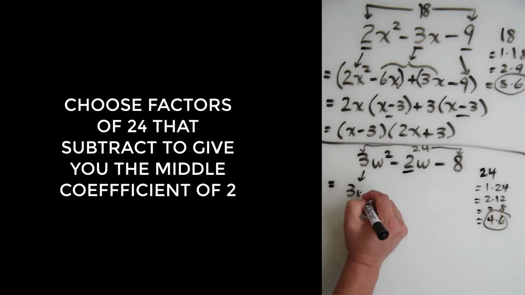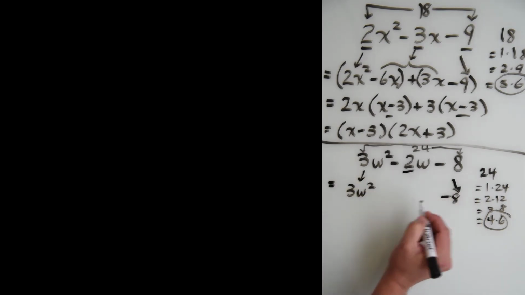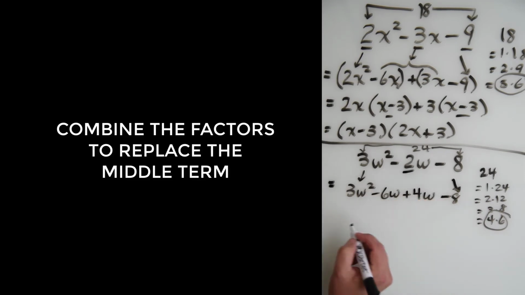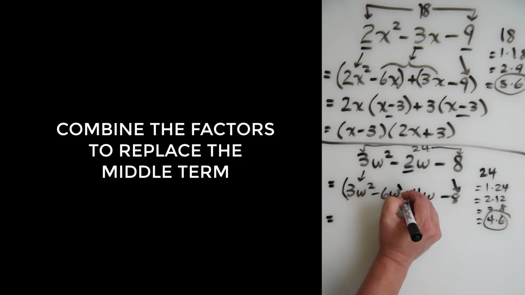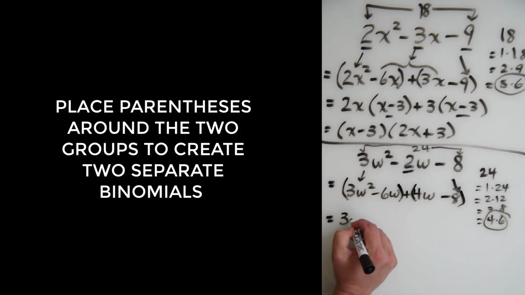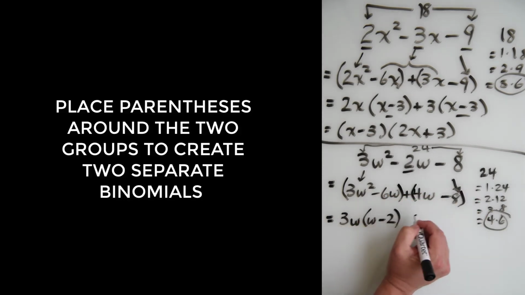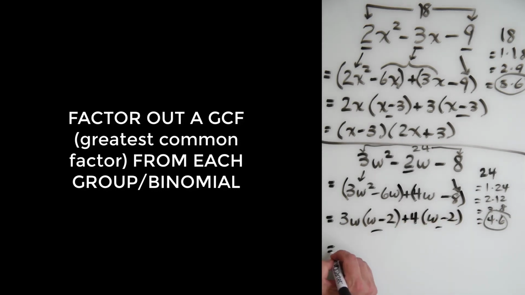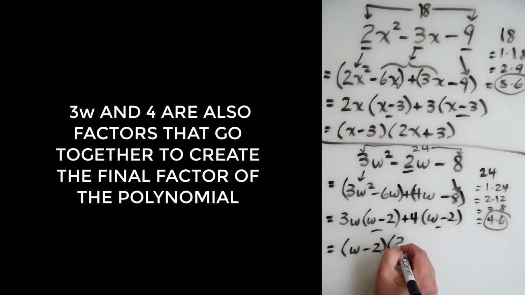So let's break it down. Bring down your w squared term and your negative 8 on the outer side, and combine the 4 and 6 to give you the negative 2w in the middle. Pair the two groups, factor out your 3w, factor out a 4, and you get w minus 2 that now factors out, and what remains is the other factor, 3w plus 4.